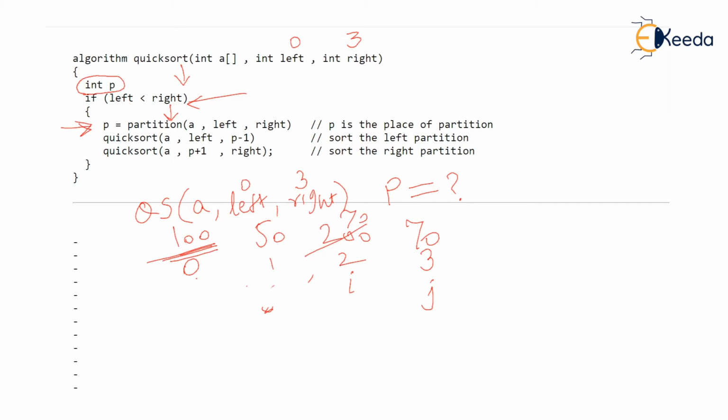I hope you are following me. This is just the partition process going on. What next? i will increase and stop at the third place, and j will decrease and stop at the second place.